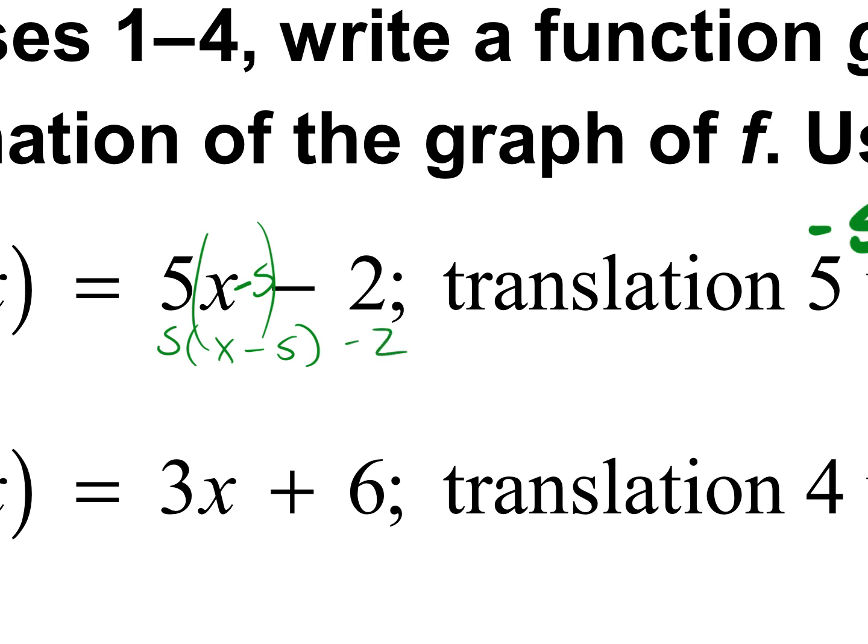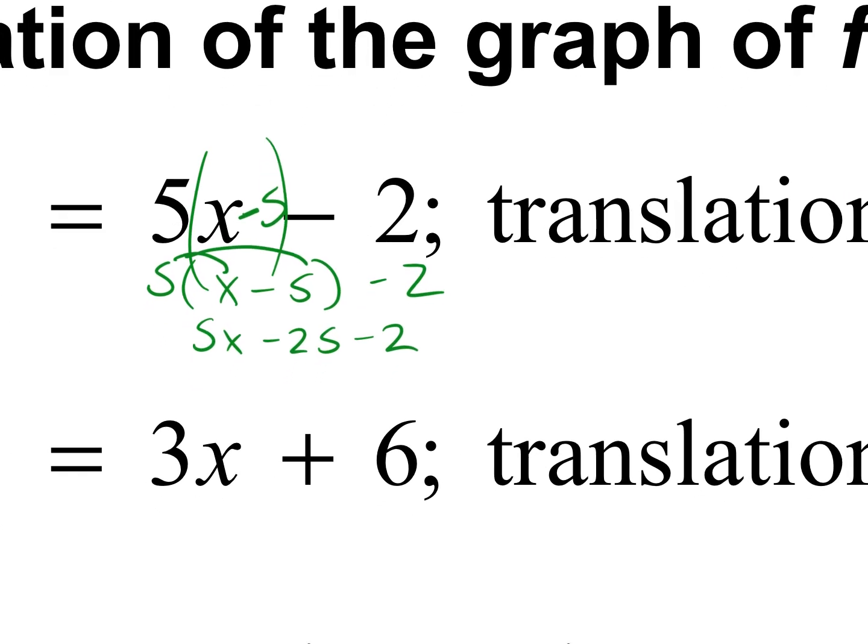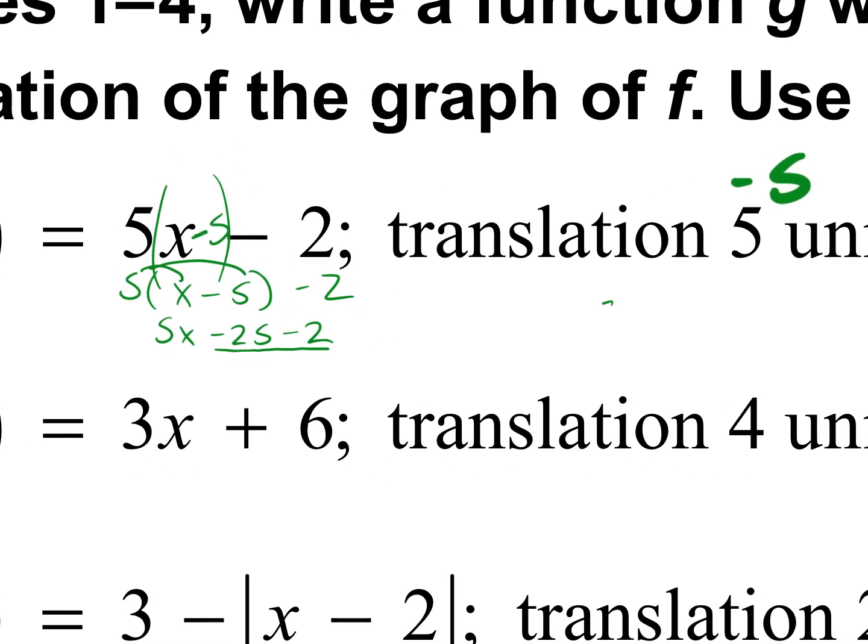Andrew, what could I do to simplify this? You could distribute the 5. Awesome. We want to distribute the 5 into the parentheses. So that'd be 5x minus 25 minus 2. What else could we do to simplify? Combine like terms. So what is negative 25 minus 2? Negative 27. So we have 5x minus 27.